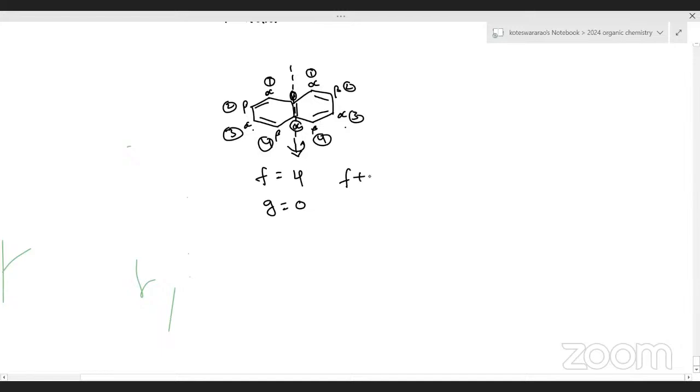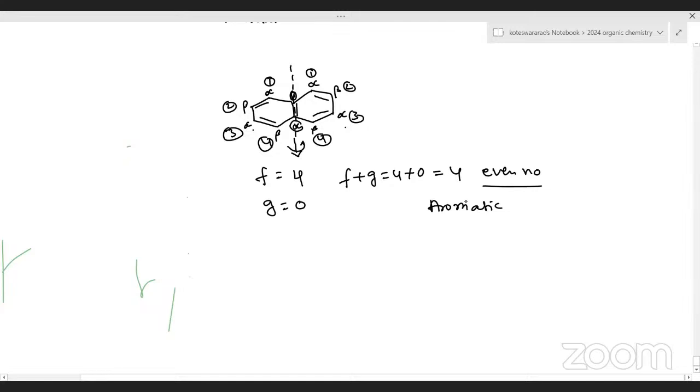Now, F plus G is equal to 4 plus 0, so the value is 4. This is an even number. The molecule is aromatic. In this way, you need to assign the aromatic or non-aromatic nature of a molecule based on this Craig's rule. A simple rule can assign the symbol aromatic or non-aromatic based on the F plus G values.